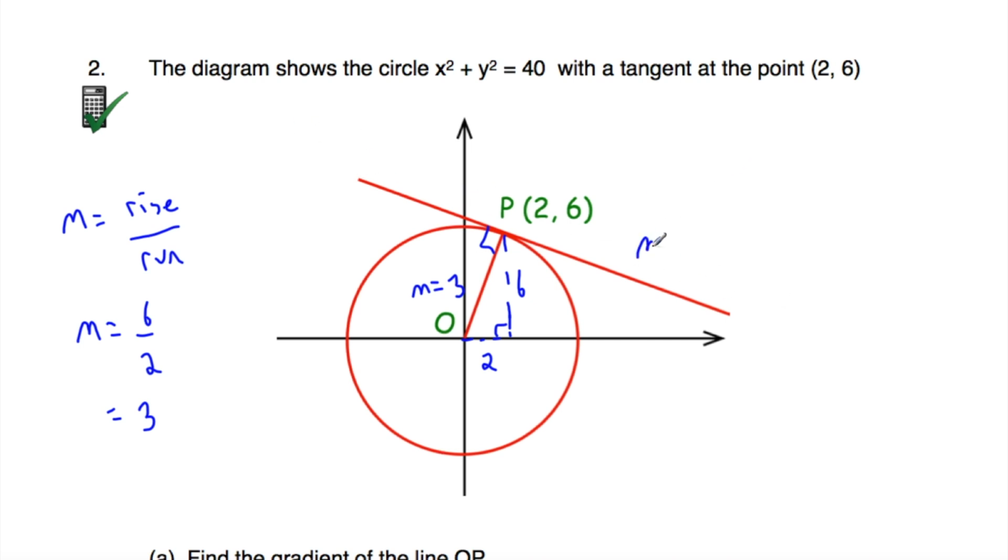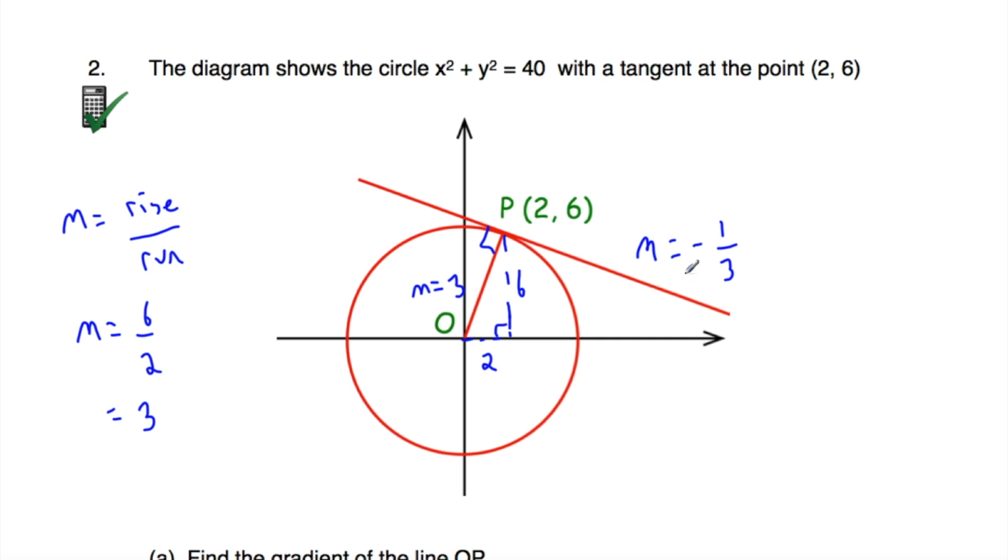So m for the tangent will be equal to the negative reciprocal of 3. So the reciprocal of 3 is equal to a third, because remember 3 is 3 over 1, and when you flip it over you get a third. But also the negative reciprocal means we need to change the sign. This was a positive gradient, so we're now going to make that a negative gradient.